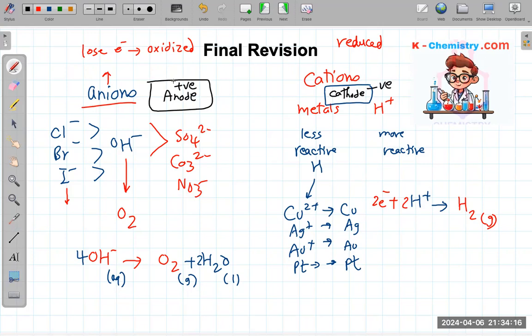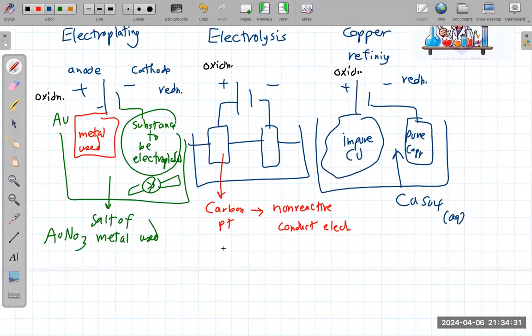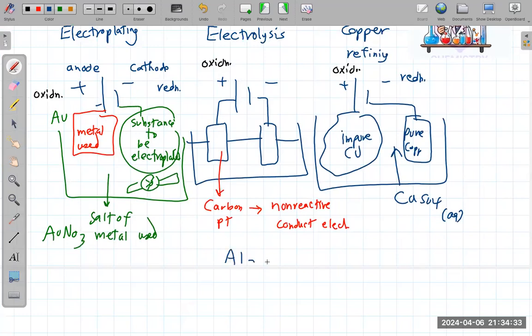So this means that the oxidation has happened here. The same thing will happen here. This will be oxidation, and this will be oxidation, and this will be oxidation. Here there is a reduction. Here there is a reduction. So as an example for electrolysis, I have aluminum oxide.